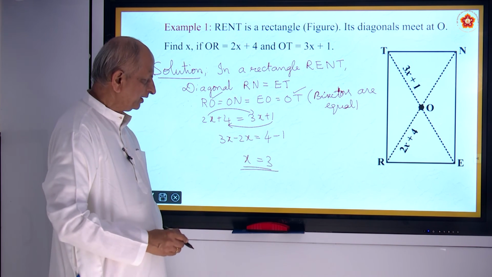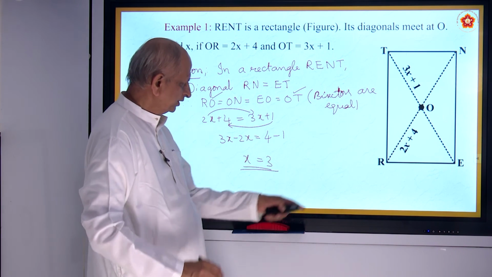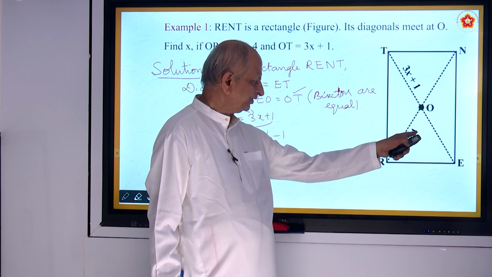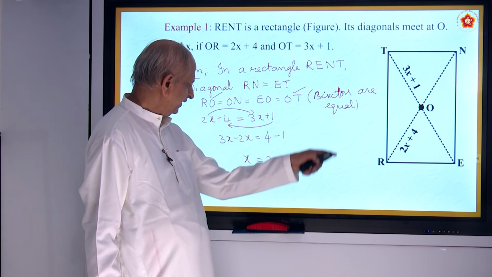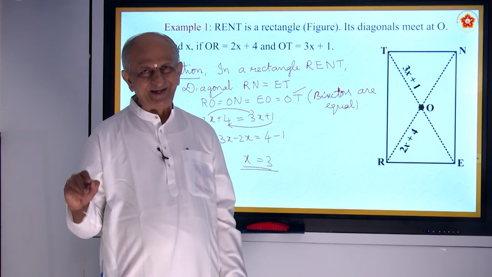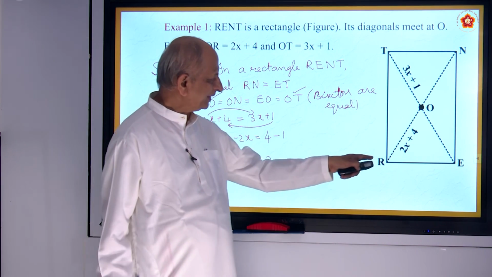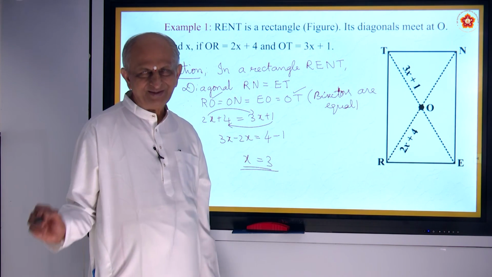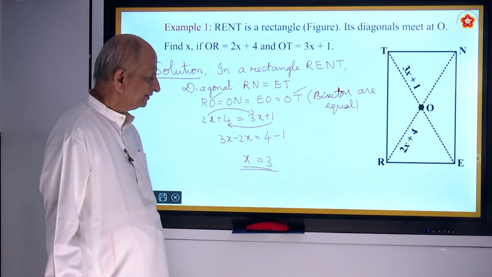If you want, you can verify also. Checking. In the place of x, you put 3 here. 2 into 3, 6 plus 4 is 10. And there you put 3 here. 3 into 3, 9. 9 plus 1 is 10. So 10 is equal to 10. So the diagonal becomes 20 and 20. Okay. So what you checked is correct.